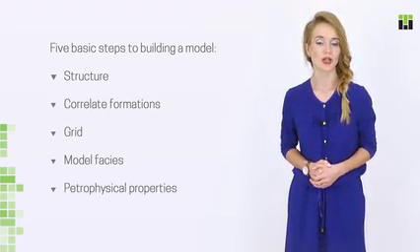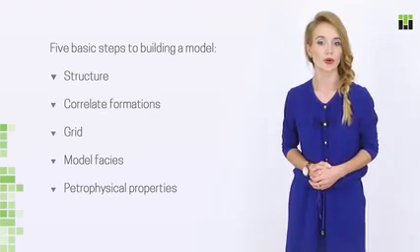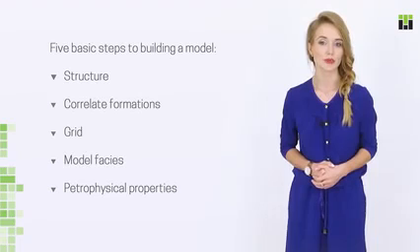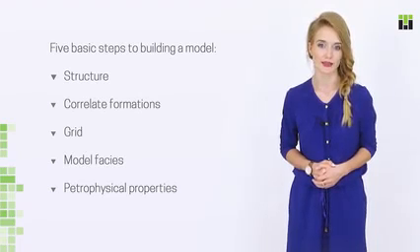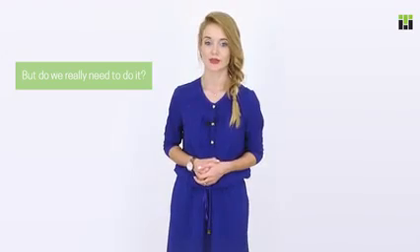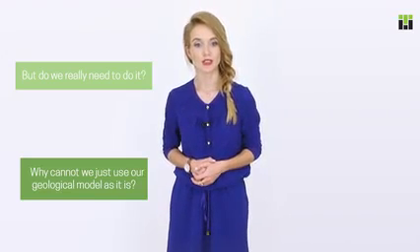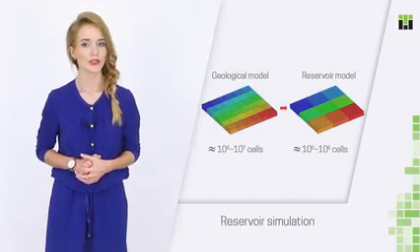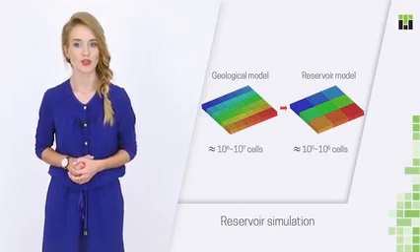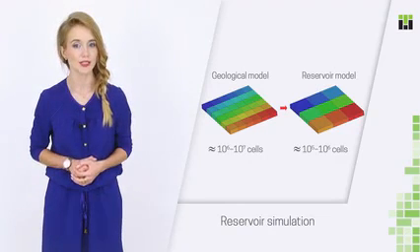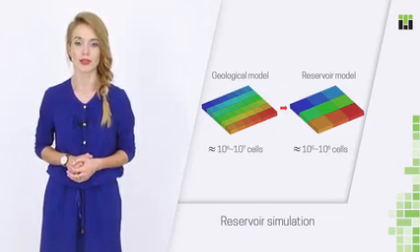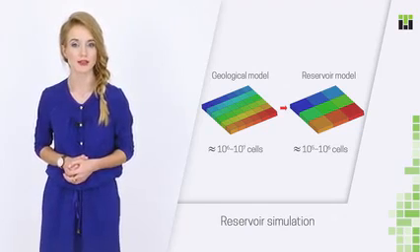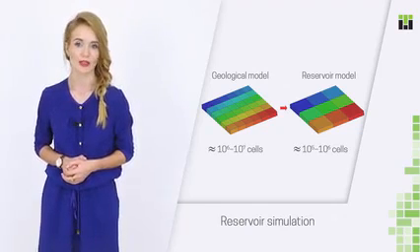After our geological model is ready, we need to convert it into a reservoir model. This is done via a special procedure called upscaling. But do we really need to do it? Why can't we just use our geological model as it is? I already told you that a typical geological model cell size is 50 by 50 by half a meter. An average model contains millions of cells, a large one tens of millions.